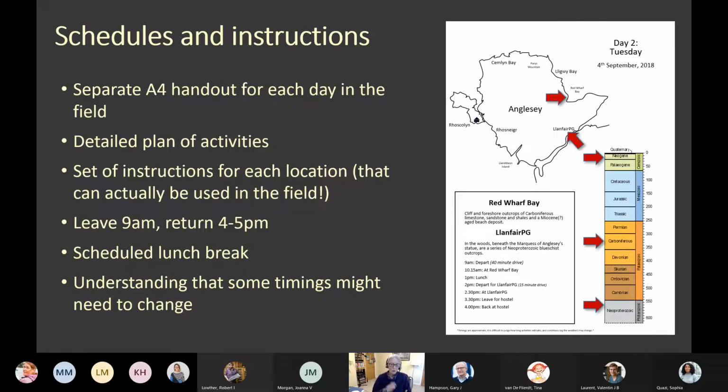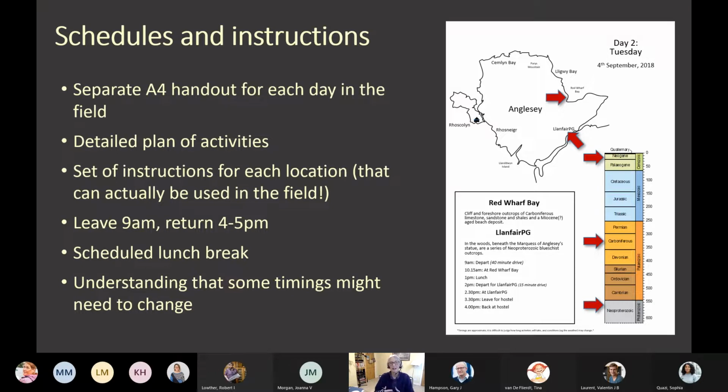So what Jackie and Dan did with this particular field trip was, rather than prepare one big fieldwork handout, that's the sort of thing that we perhaps would normally do, we'd make one big field trip handout that would cover the whole field trip. They actually created a series of handouts that were given to the students on each individual field day.